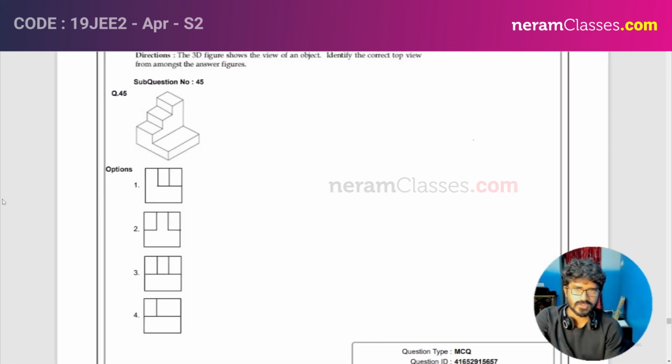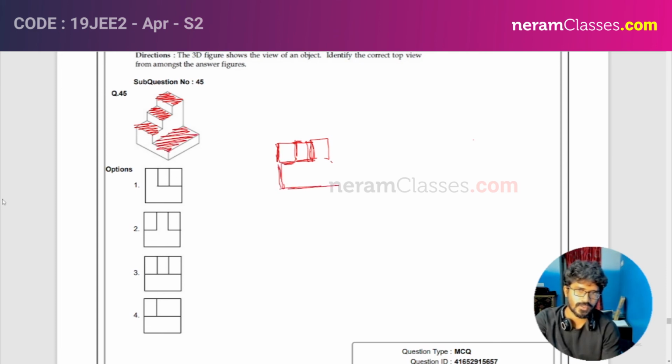Question number 45 is we need to find out the correct top view for the given 3D solid. So I'll sketch some of the surfaces which will be seen from the top view. So there is a small rectangle and there is a similar rectangle attaching here. Also one more rectangle which is attaching here, so it will be like this, and there is this bigger rectangle which is connecting all the three, so it has to be like this. So if we compare this with the options, 1 is wrong, 2 is wrong, and 4 is also wrong, 3 is the right answer which is matching.